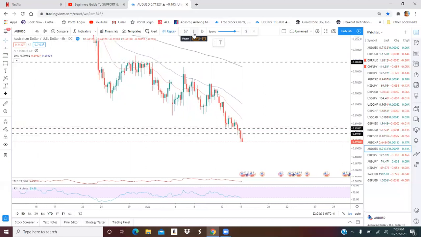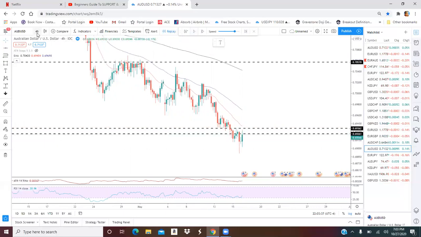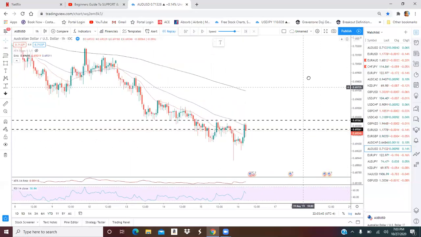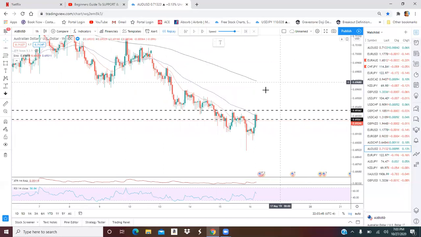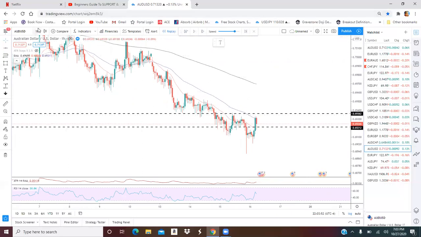Can we go in for a buy? No, because it's continuously going down. So if we go to the 1 hour, okay, it broke out of this level pretty much. A little. I like more of a clean break, so we're going to see.